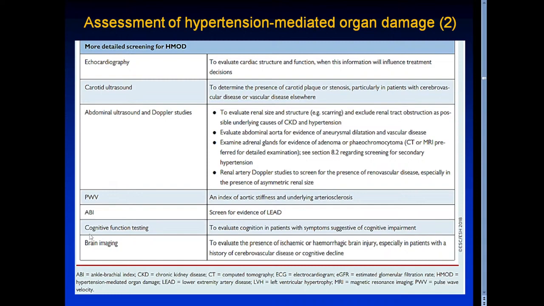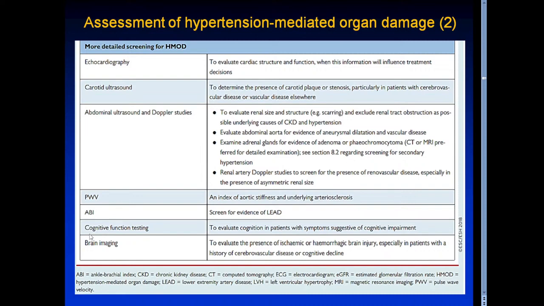This is more detailed screening. Echocardiography to evaluate cardiac structure and function when this information will influence treatment decision. Carotid ultrasound to determine the presence of carotid plaque or stenosis, particularly in patients with cerebrovascular disease or vascular disease elsewhere. Abdominal ultrasound and Doppler studies to evaluate renal size and structure and exclude renal tract obstruction. Evaluate abdominal aorta for evidence of aneurysmal dilatation and vascular disease.